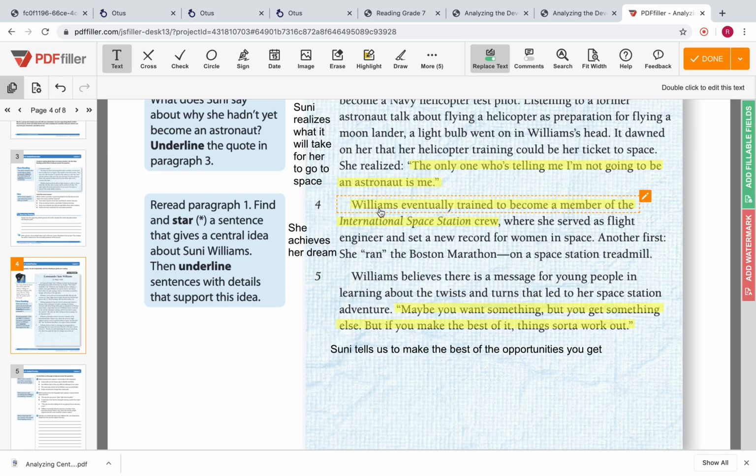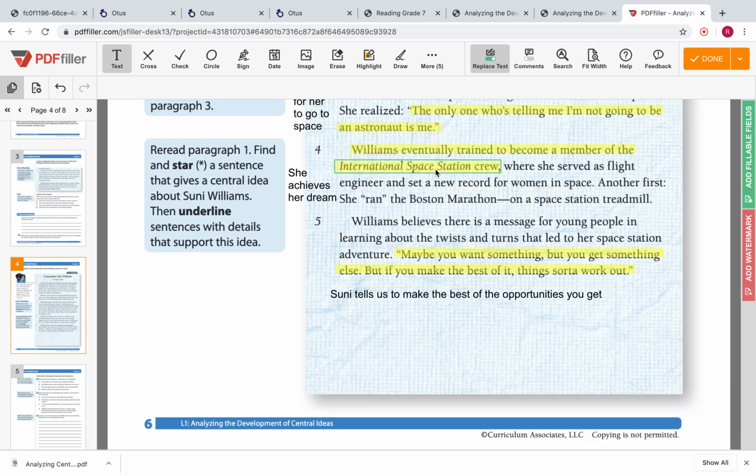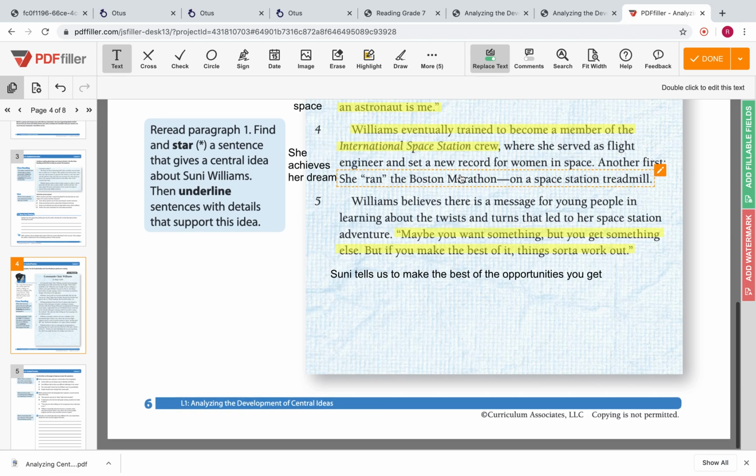Paragraph 4. Williams eventually trained to become a member of the International Space Station crew, where she served as flight engineer and set a new record for women in space. Another first, she ran the Boston Marathon on a space station treadmill. "She achieves her dream" is the just statement that we put for this paragraph, right? At this point, she actually gets to go to space. She becomes a member of the International Space Station crew.